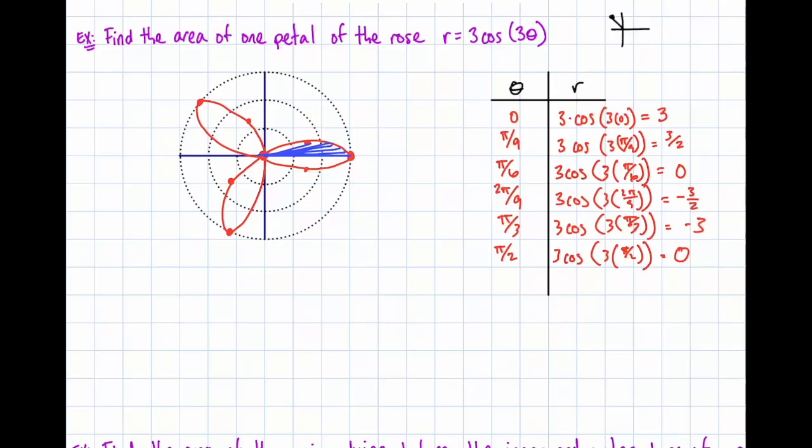This angle right here was my pi over 9. That was that angle right there, and I'm going to keep going here to here to here to here to here to here. Now, what angle was this when I got back to 0? Well, that was pi over 6. So I've gone to do this one little half petal from theta equals 0 to pi over 6, and I could use that to my advantage.